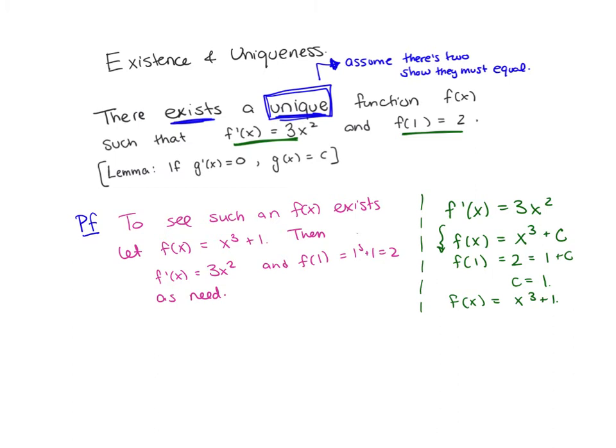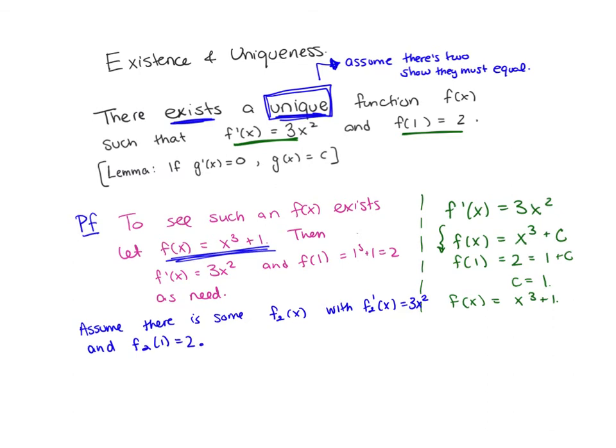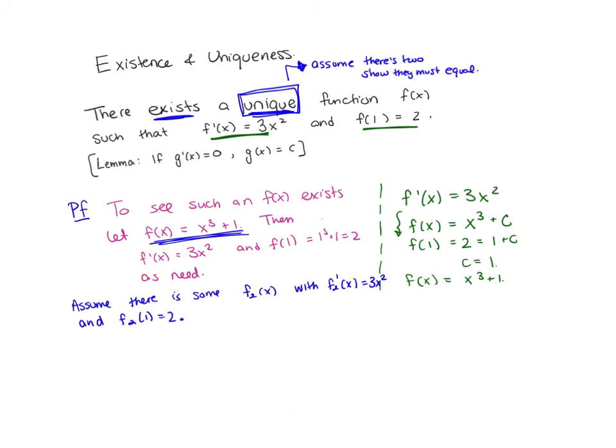So I know that there's one here. I've got this f of x that works. So let's assume there is some other function, I'm going to call it f2 of x, whose derivative is also equal to 3x squared, and f2 of 1 equals 2. So assume there's some other function that satisfies these same conditions, and now we want to show that those functions must be equal to each other.